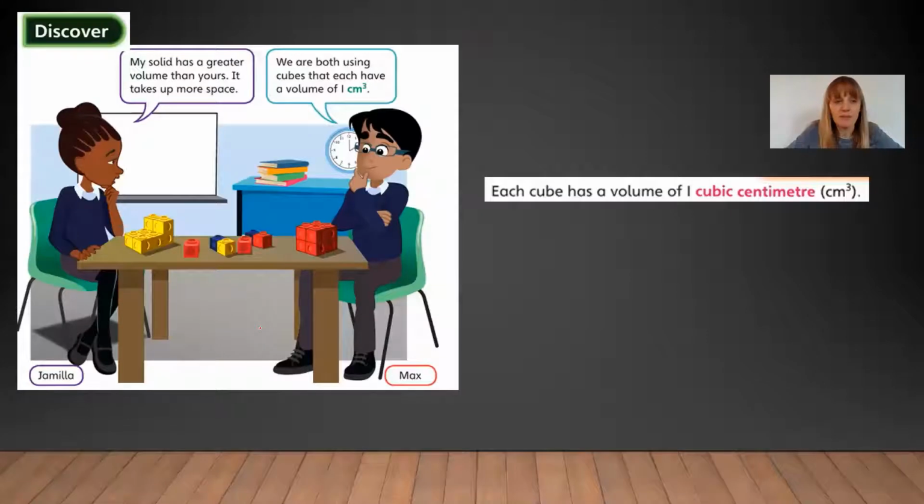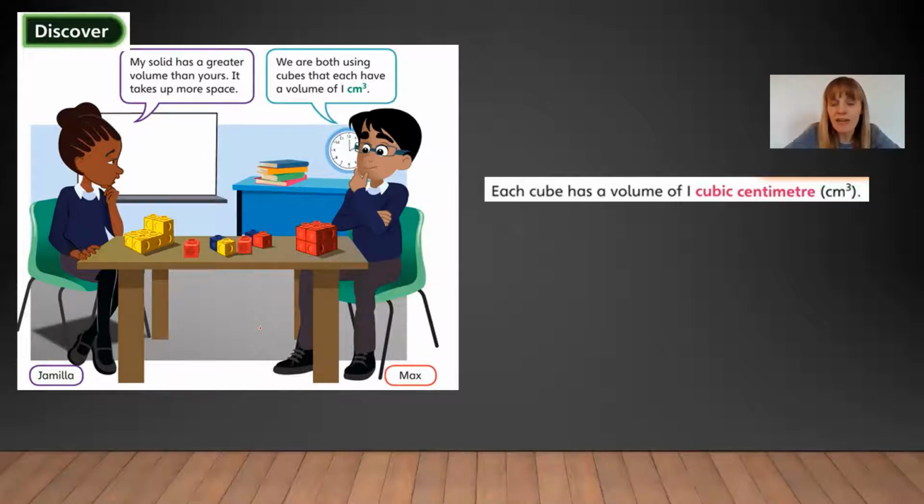So let's discover them. Now Jamila and Max have both built 3D shapes, and Jamila has said, my solid has a greater volume than yours. It takes up more space. Max is saying, we're both using cubes that each have a volume of 1 centimetre cubed. Now what does that mean?